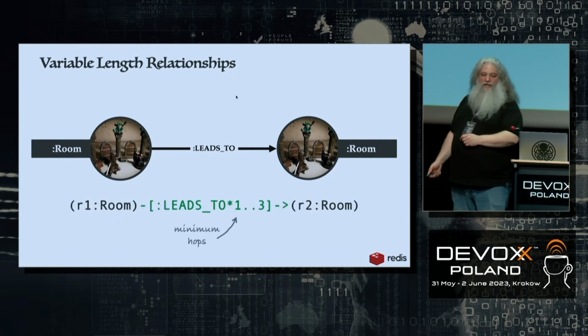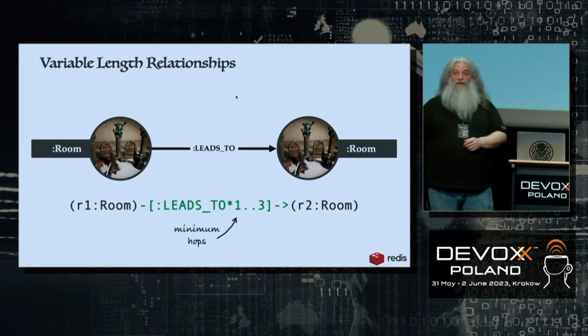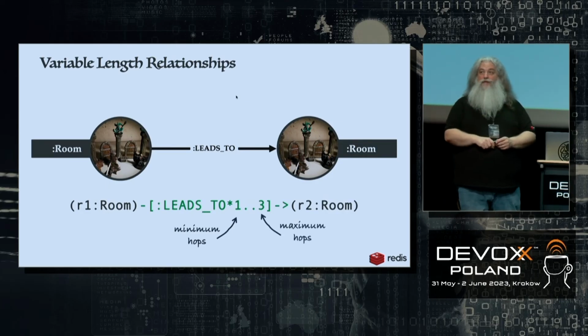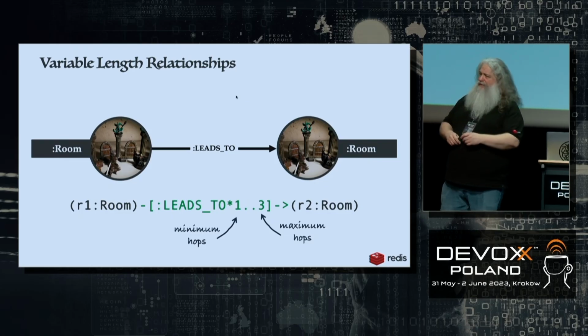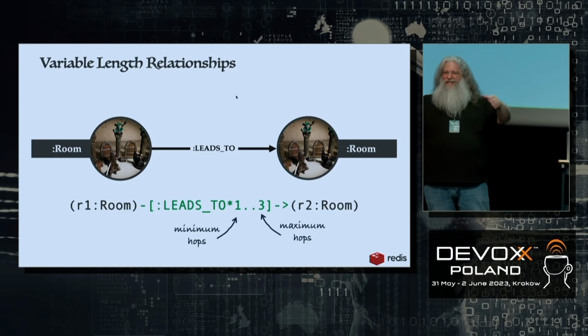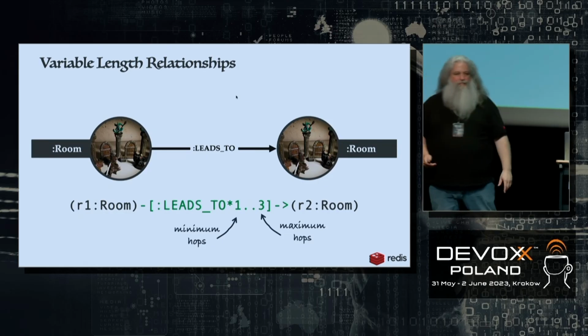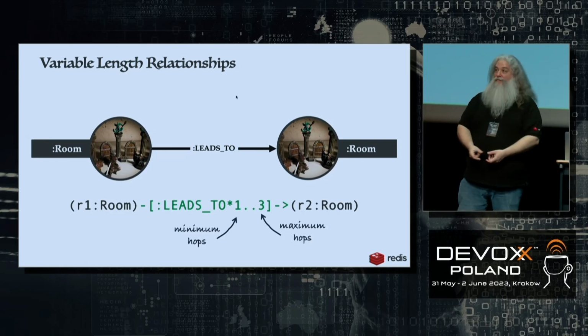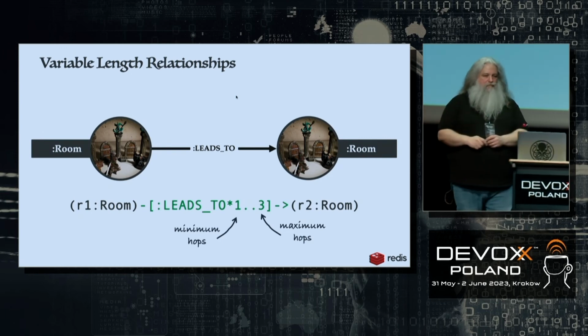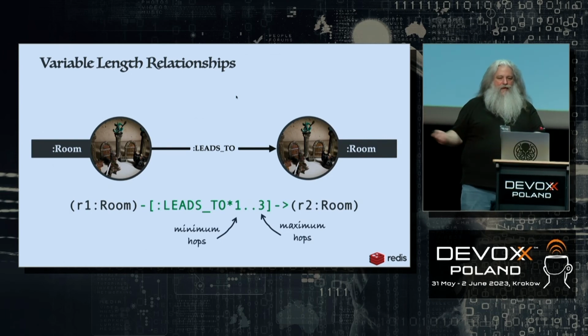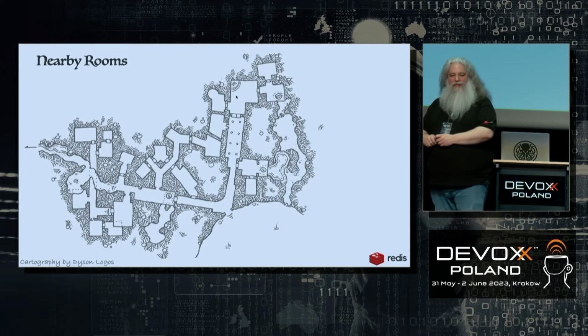There's a variation of it that lets you box it. So I want nothing further than 3 nodes away, nothing closer than 1 node away. And so you can say, give me all the relationships in a radius, in essence, or in a donut. I don't want anything near me, but I want things that are further away from me.